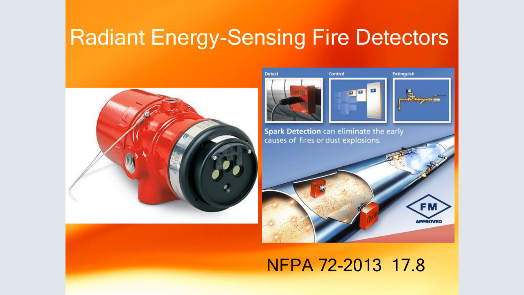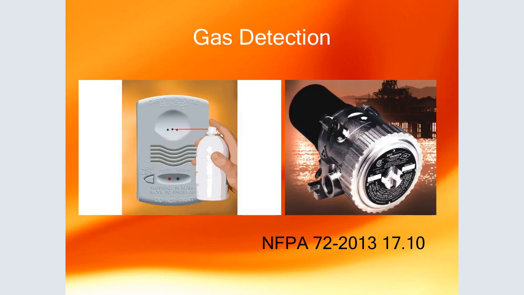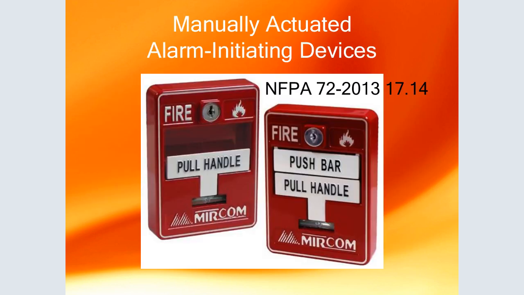We have the radiant energy sensing fire detectors. You can see them there. These are the radiant energy detectors. We have spark detecting, which can eliminate early cases of fire or dust explosions. You can see the way they look. And then we have gas detection. These are able to detect any gas leakage so that it can be sorted before it causes a disaster.